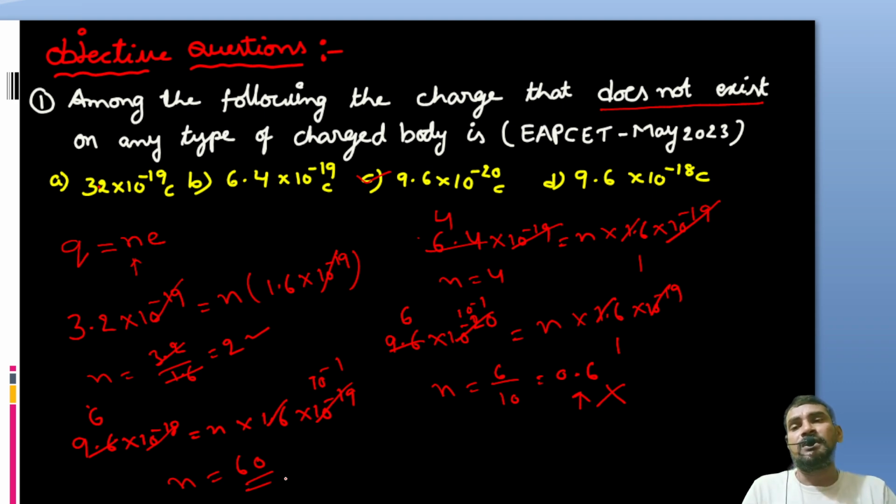So except C, everywhere we are getting N as an integer. According to quantization of charge, N must be an integer. So only one option where we are not getting an integer, that option will be the answer. Okay, option C is the correct answer.